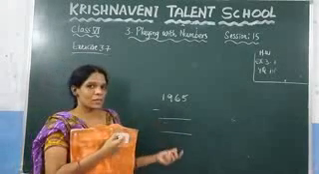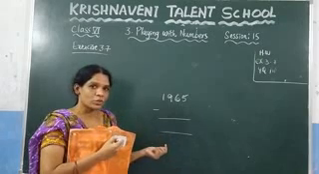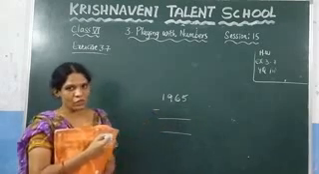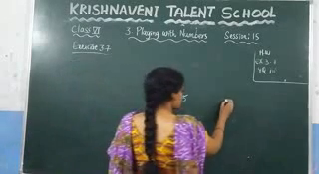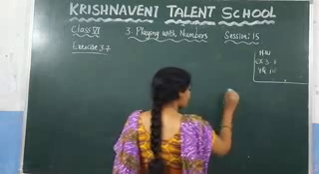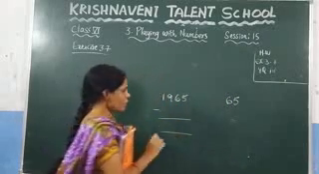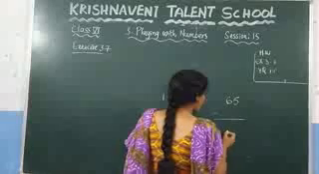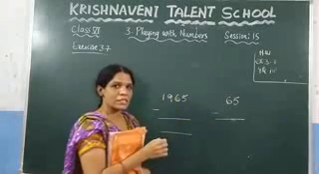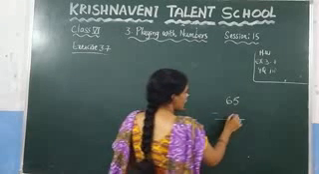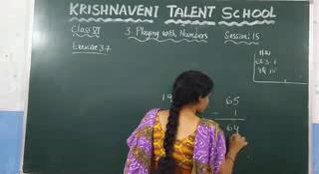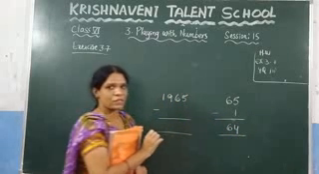Now, for the divisibility rule for 4, what we need to do? We need to take the last two digits of a number. So let us take the last two digits. What are the last two digits here? 65. Now subtract the smallest number. What is the smallest number? You know that 1 is the smallest number. So subtract 1 from this, and what you will get? You are getting the result as 64.